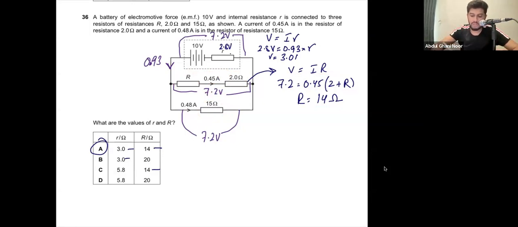Then what I did was, for this 10 volts battery, if it's actually giving 7.2 volts, what is the voltage dropped inside? The voltage drop inside is 2.8 volts. तो I said कि अंदर 2.8 volts का ड्रॉप आ रहा है, अंदर करंट आपका 0.93 है, तो रेजिस्टेंस कितनी होगी? रेजिस्टेंस हमारी आती है 3.01. Clear?